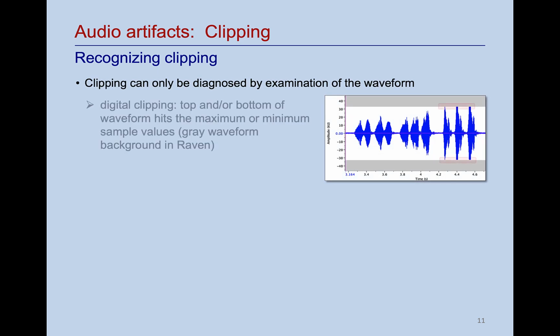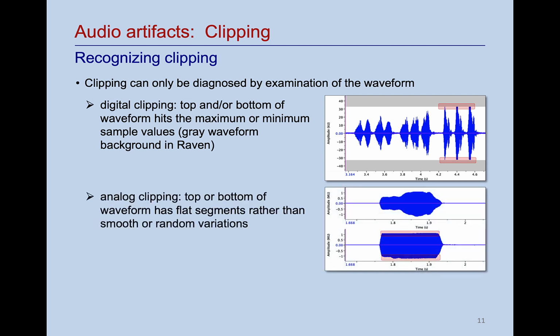In the case of digital clipping, it's easy to tell when a waveform is clipped in Raven Pro because Raven shows you the range of valid sample values by a white background to the waveform. The limits of that range are indicated by the gray background above and below the waveform. If the blue waveform hits that edge, either at the top or the bottom or both, then the signal is definitely digitally clipped. If it does not hit the edges, it's not digitally clipped.